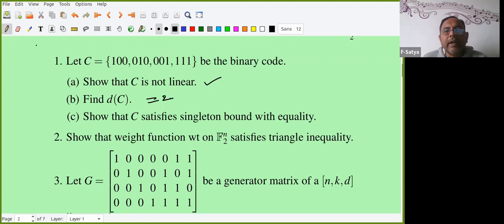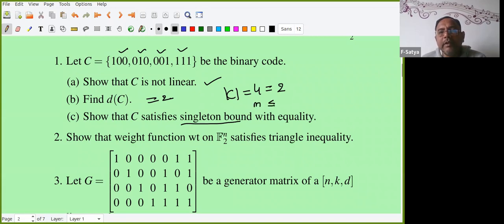What is the cardinality of C? How many vectors are there? That is simple: 1, 2, 3, 4. 4 are there, right? So is it equal to 2 power some number? So what is the Singleton bound? The Singleton bound says that M, the cardinality of C, is less than or equal to q power n minus d plus 1, right?